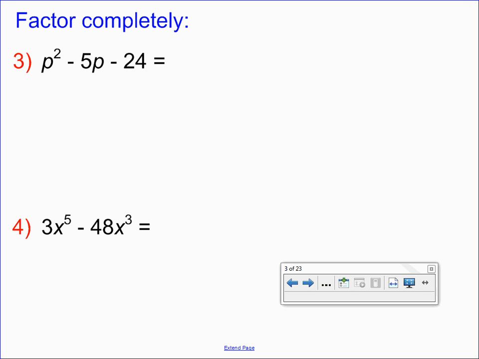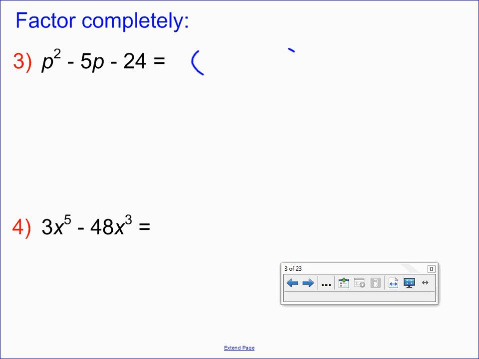But as I scan the terms in number 3, no, 1p squared doesn't share any common factors with anything else. So it looks like we're now going to consider a special pattern. Do I have perfect square numbers here? Is 24 a perfect square? No, so this is likely not a special pattern. Then we're going to go ahead and take this trinomial and try to factor into a product of binomials. This is my favorite kind, right?